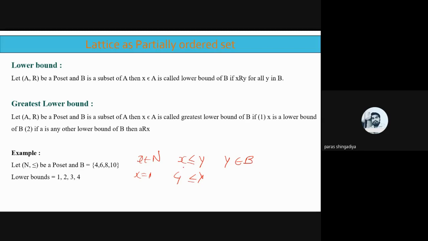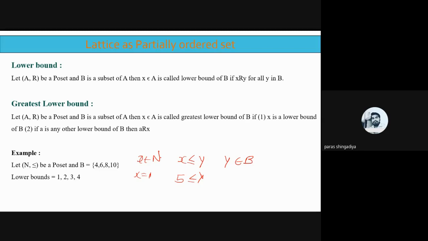And if you consider 5 here, 5 is not a possible value of the lower bound. Why? Because 5 less than or equal to 4, the first value of y, is incorrect. Then 6, 7, 8, 9, 10 are also not possible values as a lower bound. So we get only four answers: 1, 2, 3, 4 are the lower bounds of the given set. That depends on the less than or equal to condition. Whichever relation is mentioned matters.